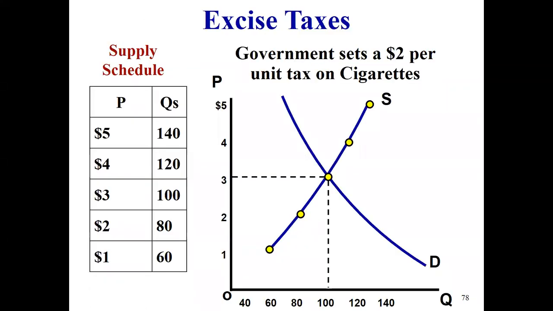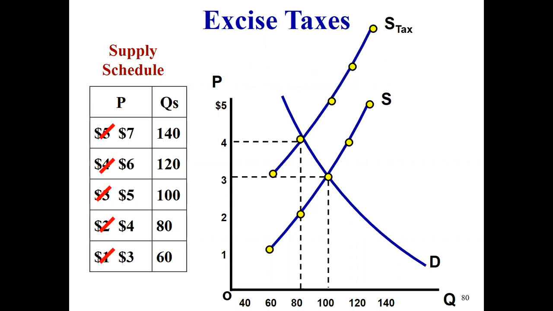All right, did I give you this graph in your notes? Yes. Okay. All right, do you have this graph? Government sets a $2 unit tax on cigarettes. Zach, what am I going to shift? Which direction? Supply to the left. Taxes shift supply to the left. So I'm going to shift that supply to the left, and then I'll show you.